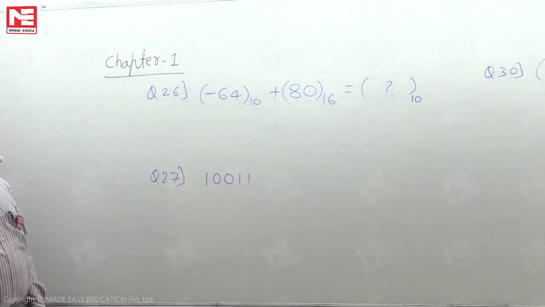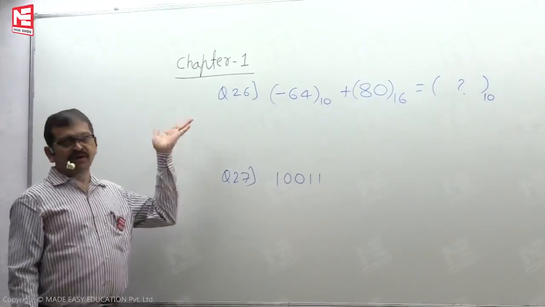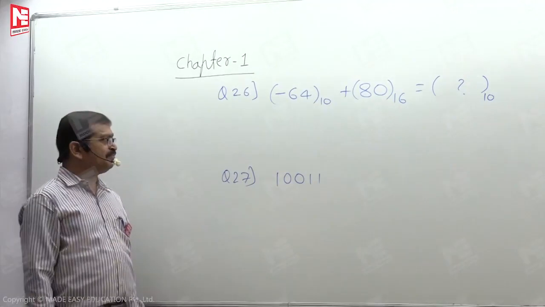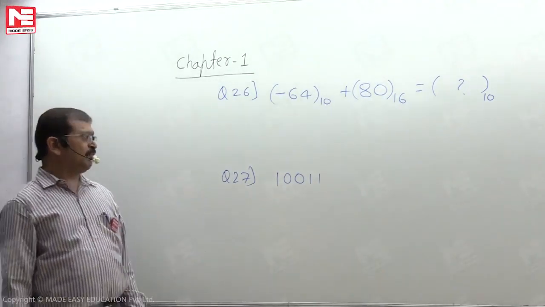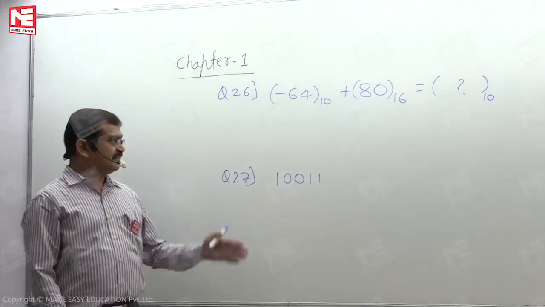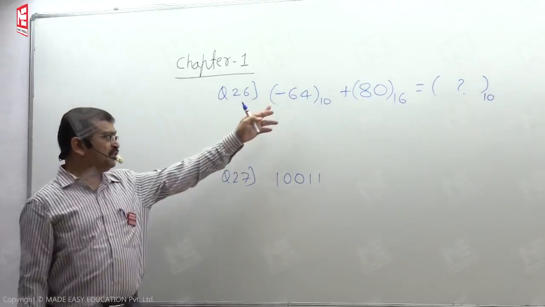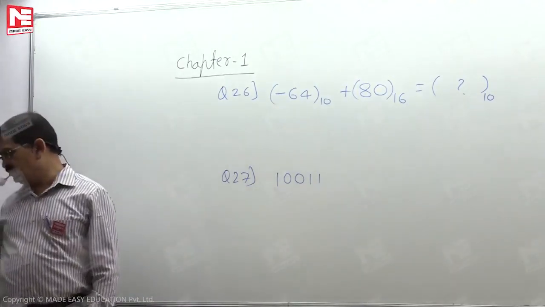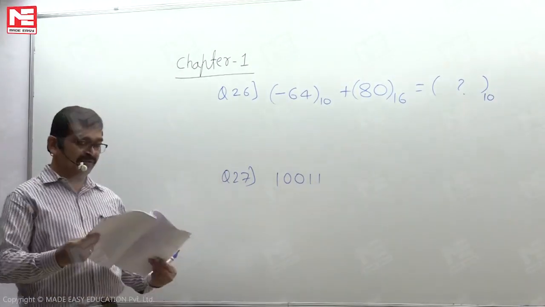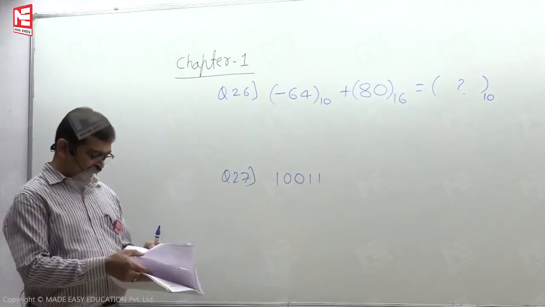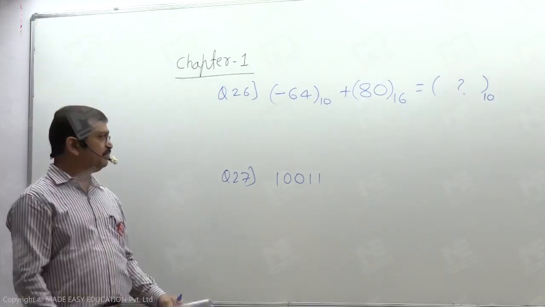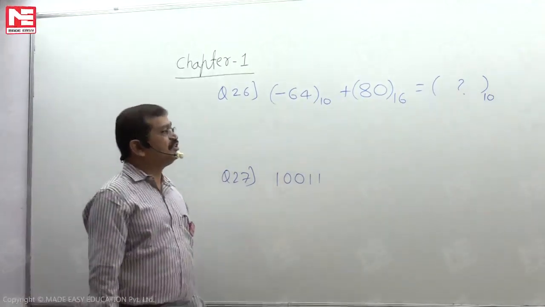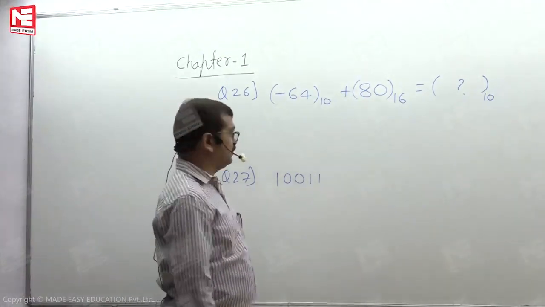So let us come to the next question. Question number 26. All these questions are from chapter 1. The question is: minus 64 plus 80 with radix 16, whereas minus 64 is radix 10, equals what? Look well in our workbook. This is question number 26. What is its equivalent decimal value?